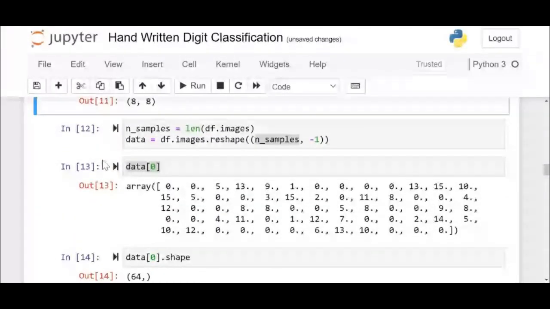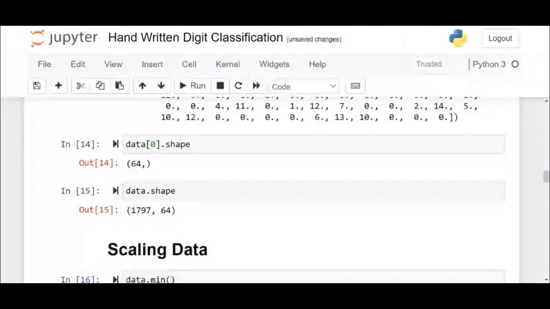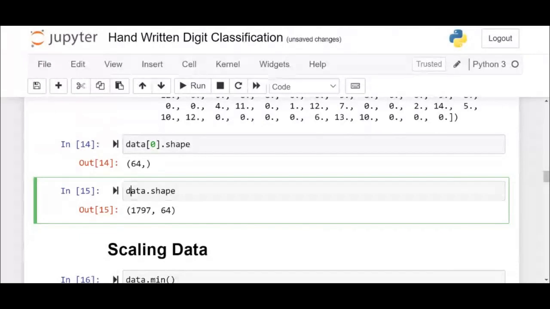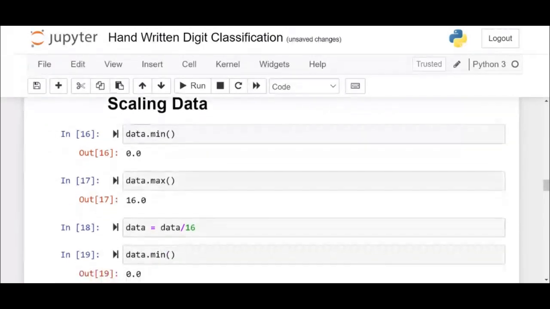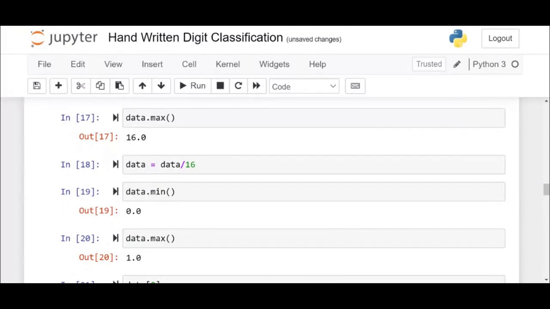Then we flatten our images. We find that our dataset has now become 1797 by 64, not 1797 by 8 by 8. The 8 by 8 images have been flattened to 64. Then we scale our images. The values are from 0 to 16, so we divide each value by 16. So we are getting values between 0 and 1. So we converted the range from 0 to 1.